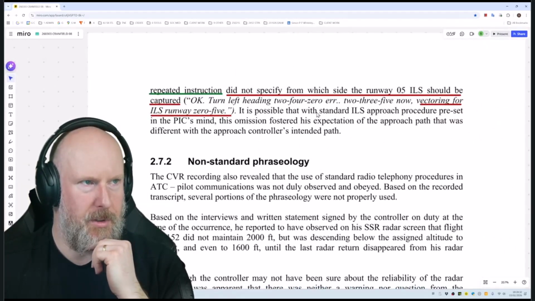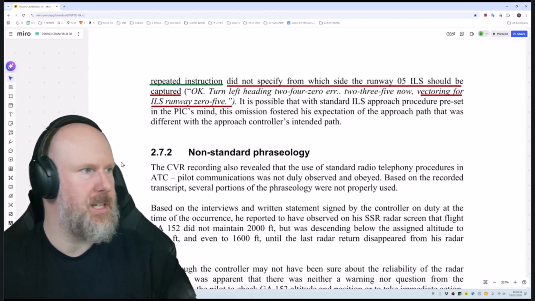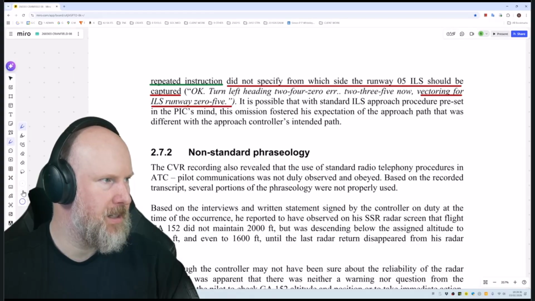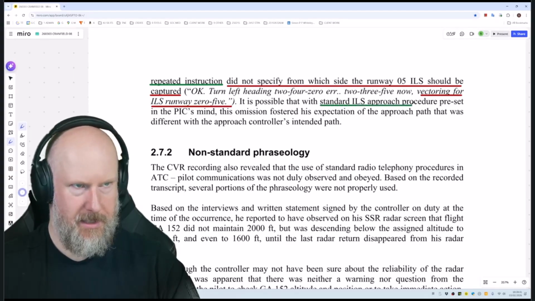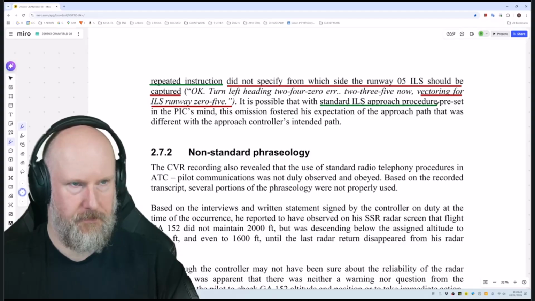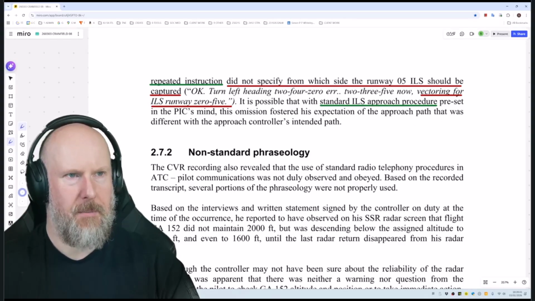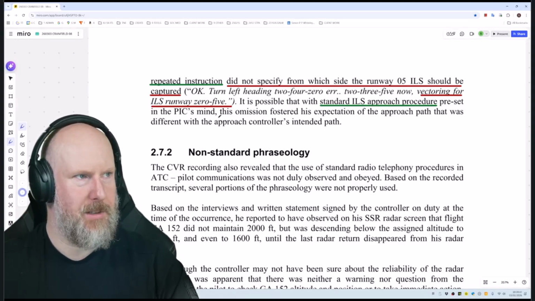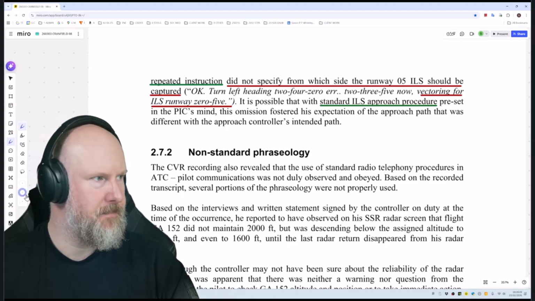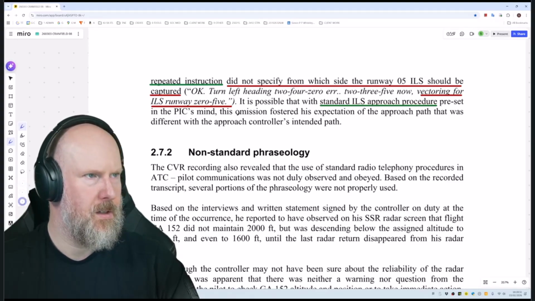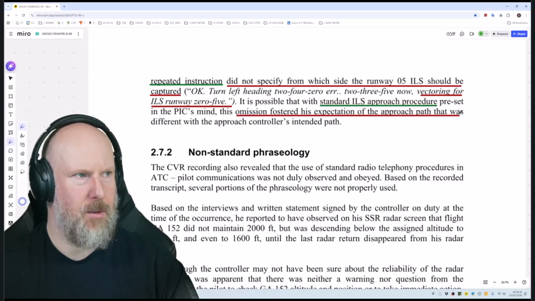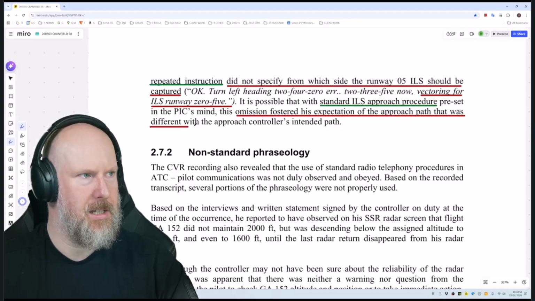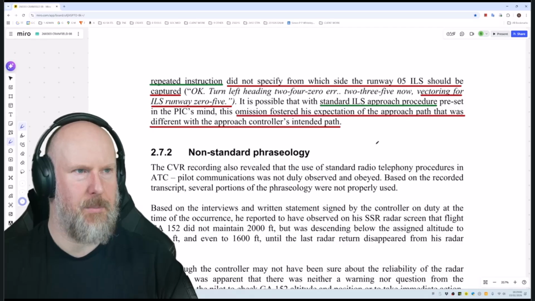It is possible that with standard ILS approach procedure preset, so let's just make a note of that, standard ILS approach procedure, and that was preset in the pilot in command's mind. This omission fostered his expectation of the approach path that was different from the approach controller's intended path.